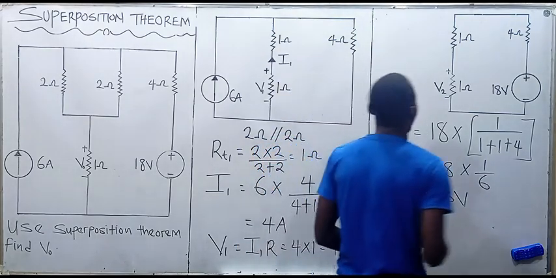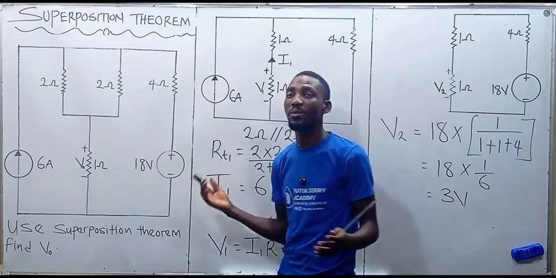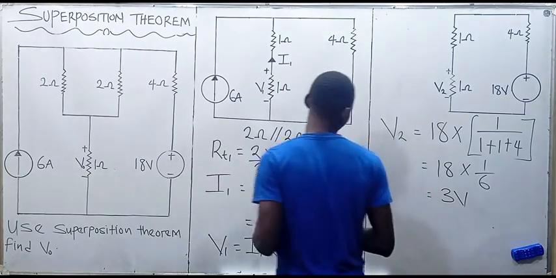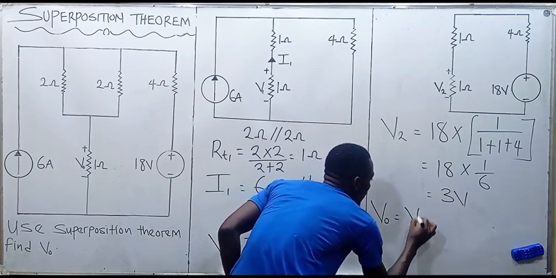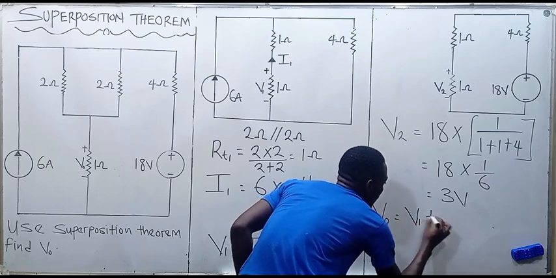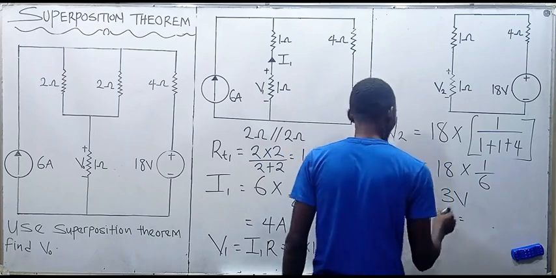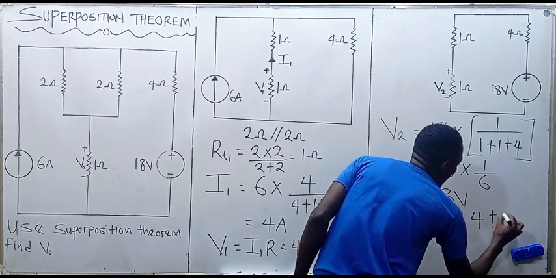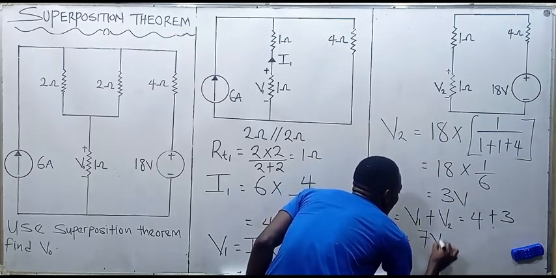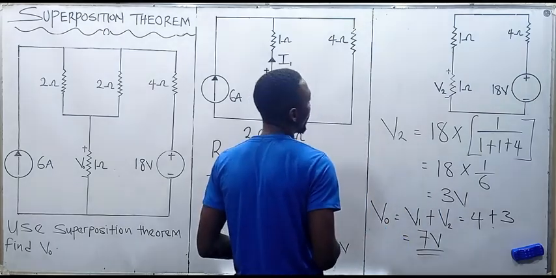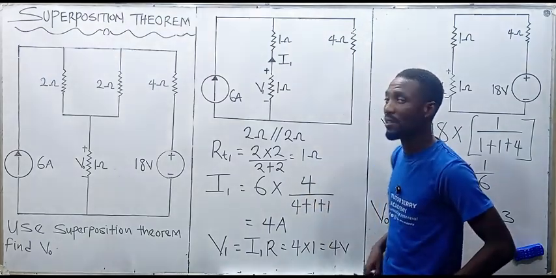Now we have gotten V1, we have gotten V2. So by the superposition theorem, the value of our V0 will be equal to V1 plus V2. V1 is 4, V2 is 3. So if we add that together, we get 7 volts. So this is how to go about the question. I hope the question is well simplified.